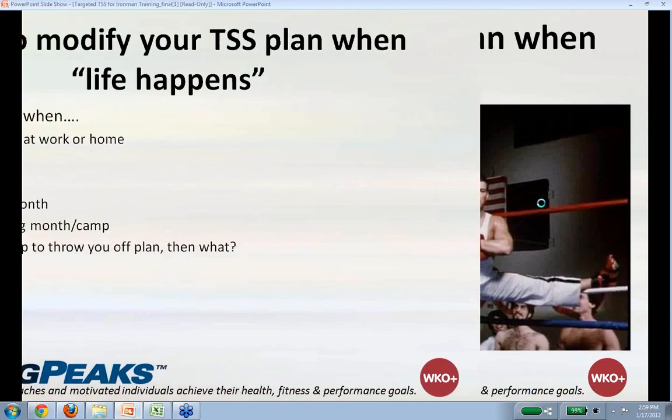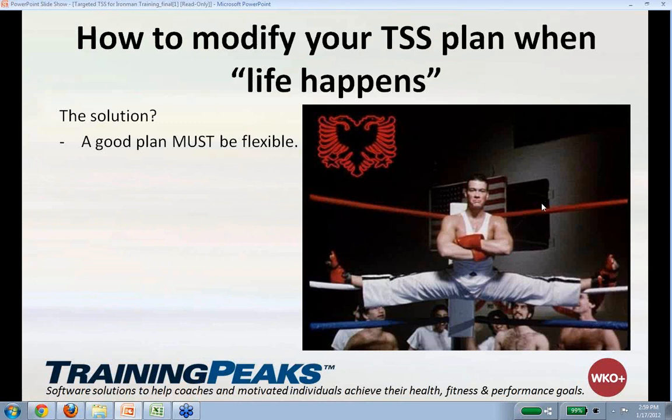Yeah. So we've got John Claude here showing us what flexibility is all about. Yeah. Just looking at it. So yeah, a good plan must be flexible, not like John Claude flexible, but malleable and kind of responsive to the realities of what goes on in your life.